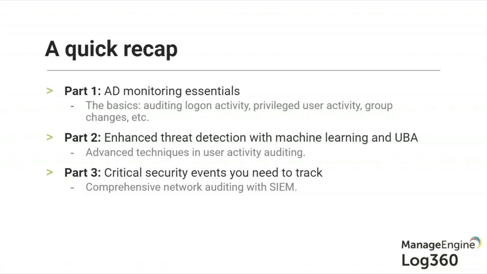In part 2, we got a bit more advanced in that we looked at applying the latest machine learning and user behavior analytic techniques to detect anomalies in user behavior. So in the first two parts, we looked at a basic and advanced perspective of your Active Directory auditing. Yesterday, in part 3, we expanded the scope of our discussion beyond Active Directory. We saw how our network generates log information from multiple sources and how the field of SIEM helps us audit and secure our network as a whole.